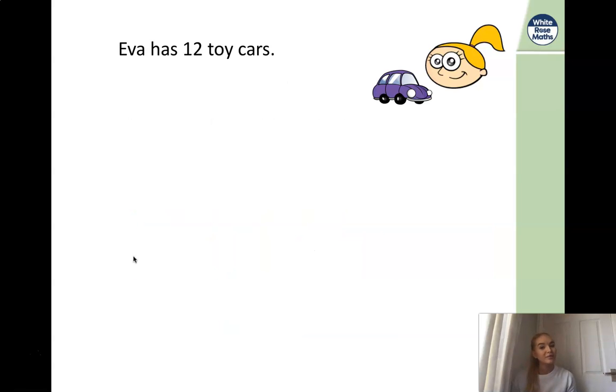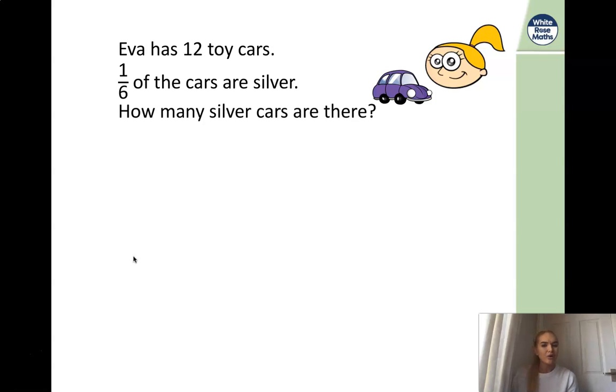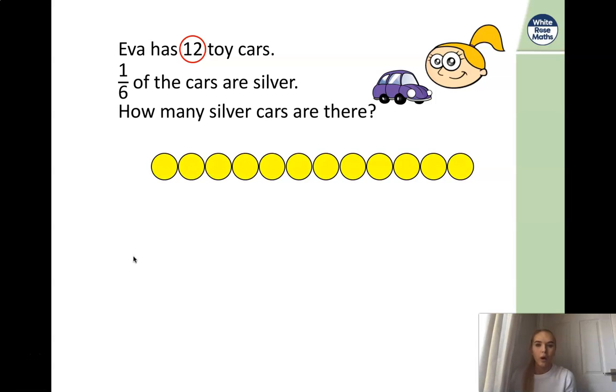Let's look at one more example together, and then you're going to be on to your first task of the math lesson. So again, Eva has 12 toy cars, but this time 1/6 of the cars are silver. We want to know how many silver cars there are. And this time we know she's still got 12 toy cars, but how many groups is she going to need now? That's right, she's going to need 6 groups.